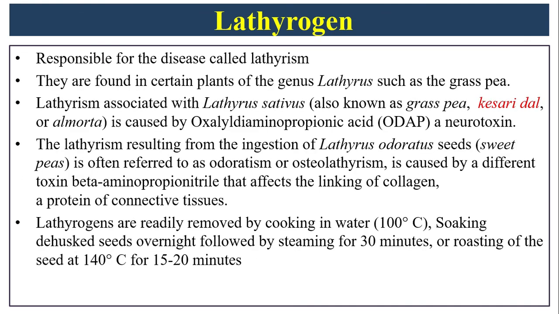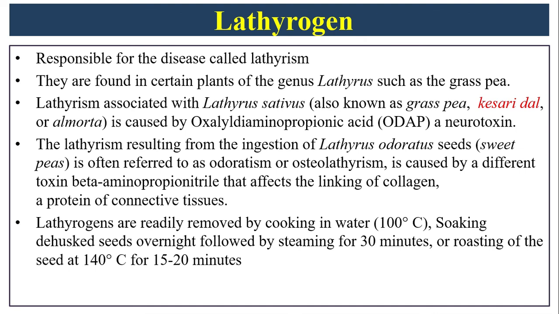Lathyrogen, responsible for the disease called lathyrism. They are found in certain plants of the genus Lathyrus, such as the grass pea. Lathyrism is associated with Lathyrus sativus. It is also known as grass pea, khesari, or almorta. It is caused by oxalyl diamino propionic acid, or ODAP. It is a neurotoxin.